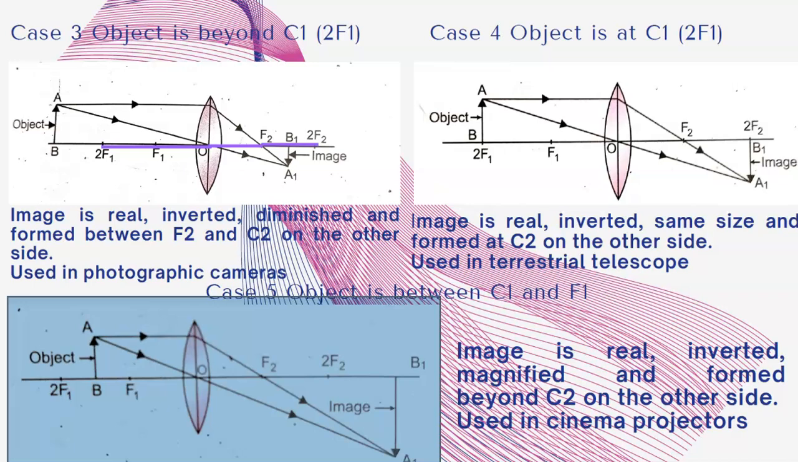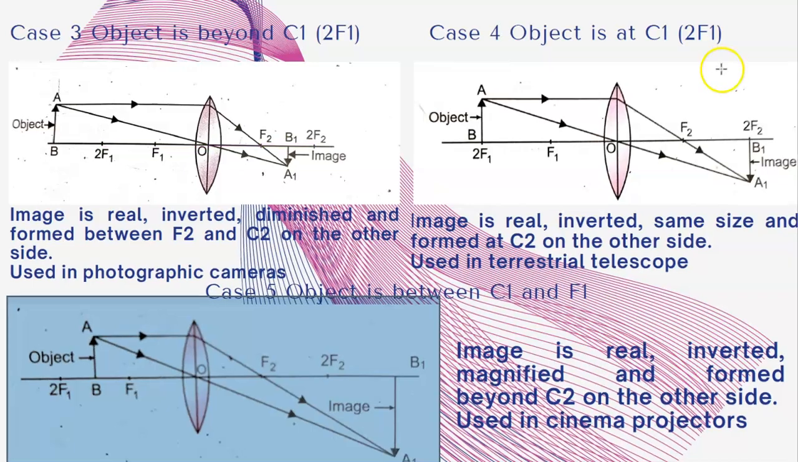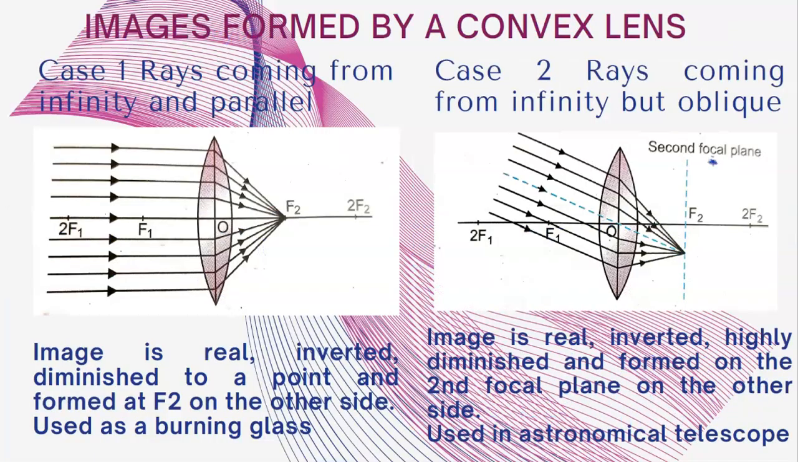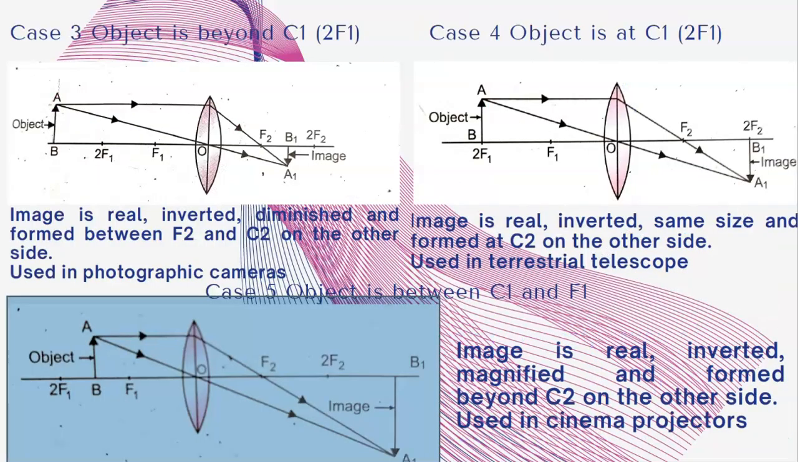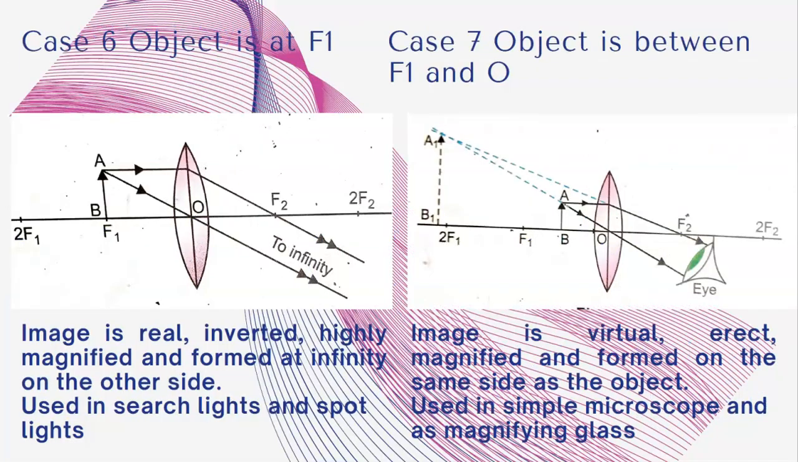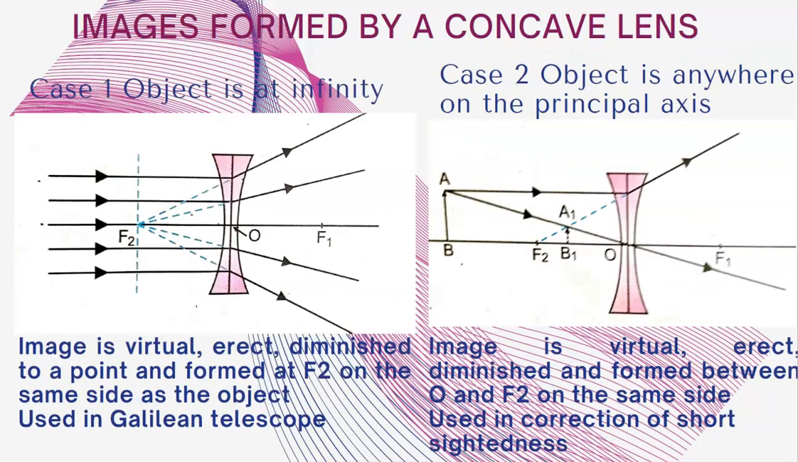So be careful. This thing does not happen in case 1 and 2, because in case 1 and 2, the object is not fixed, it is at infinity. But from case 3 onwards, for case 3, case 4, case 5, 6 and 7, we are supposed to take perfect measurements on both the sides of the lens starting from O, like I showed you. So here we finish all the 7 cases of convex lens.